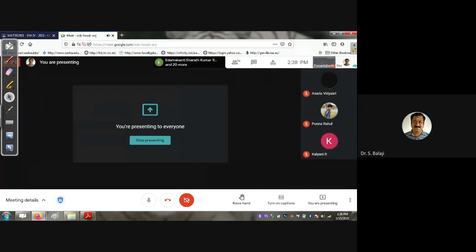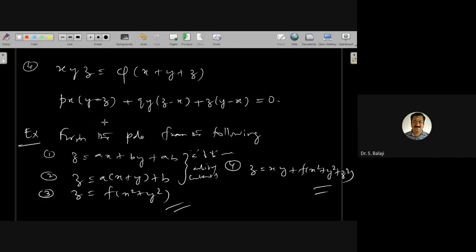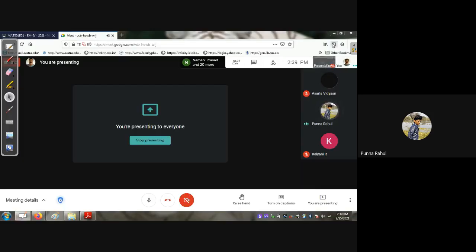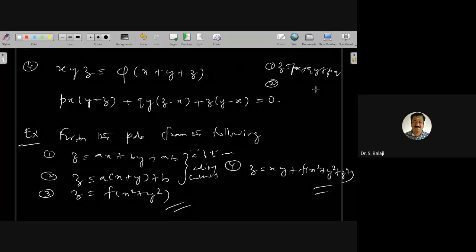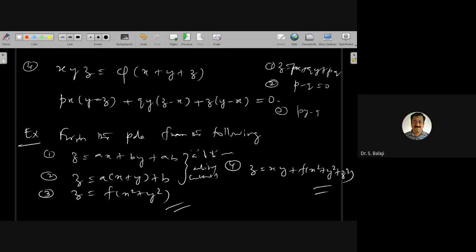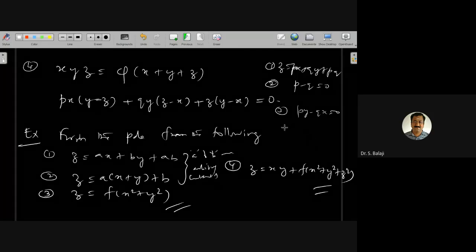Can you give the answer for the first one here? Z equal to ax plus by plus ab gives z equal to px plus qy plus pq. Very good. Second problem, p minus q equal to 0. Third one, py minus qx equal to 0.